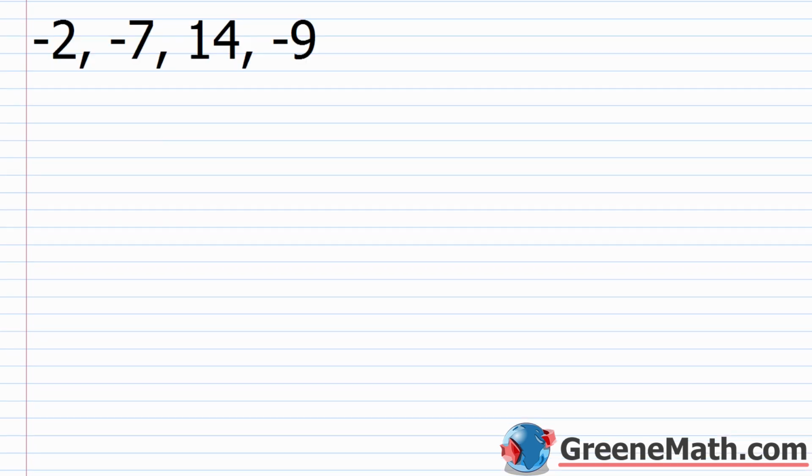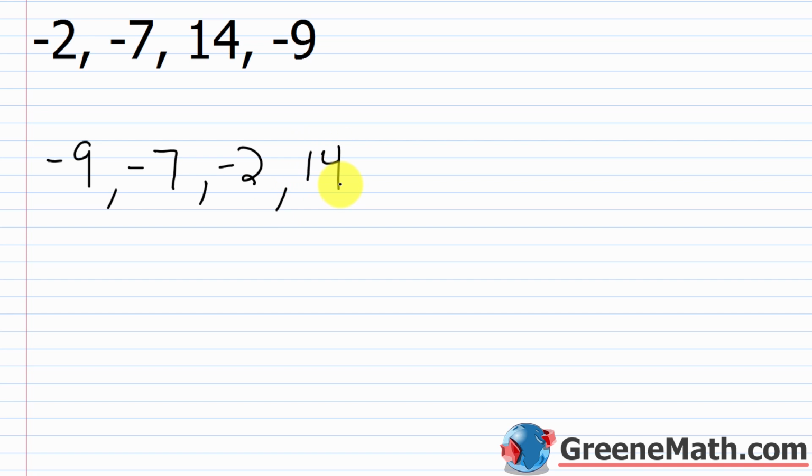All right, let's take a look at another one. We have -2, -7, 14, and -9. Again, I want to arrange the numbers from smallest to largest. The smallest number here is -9. When you have negatives involved, the smallest number is always the biggest negative. -9 is a bigger negative than -7 or -2, so it's the smallest number. Then the next biggest negative is -7, so that's the next smallest. Then -2, and then of course positive 14 is the largest.